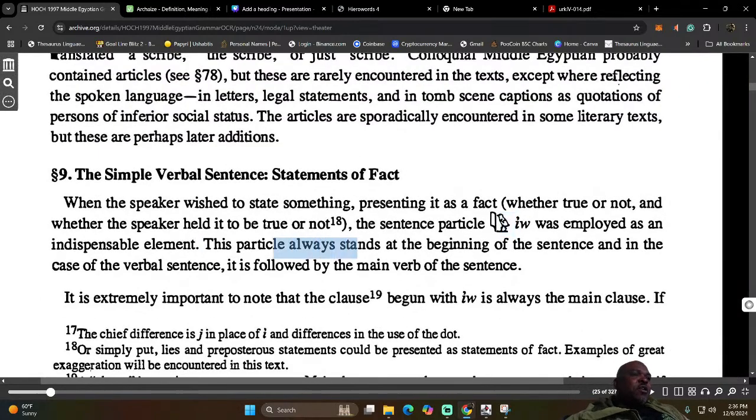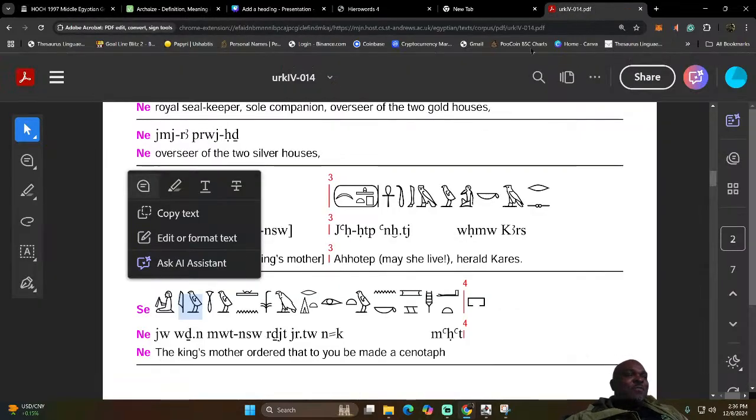It says the particle always stands at the beginning of a sentence, and in the case of a verbal sentence, let's remember that, it is followed by the main verb of the sentence. So now you know how to start doing this grammatically. What is the question that is asked with that information?